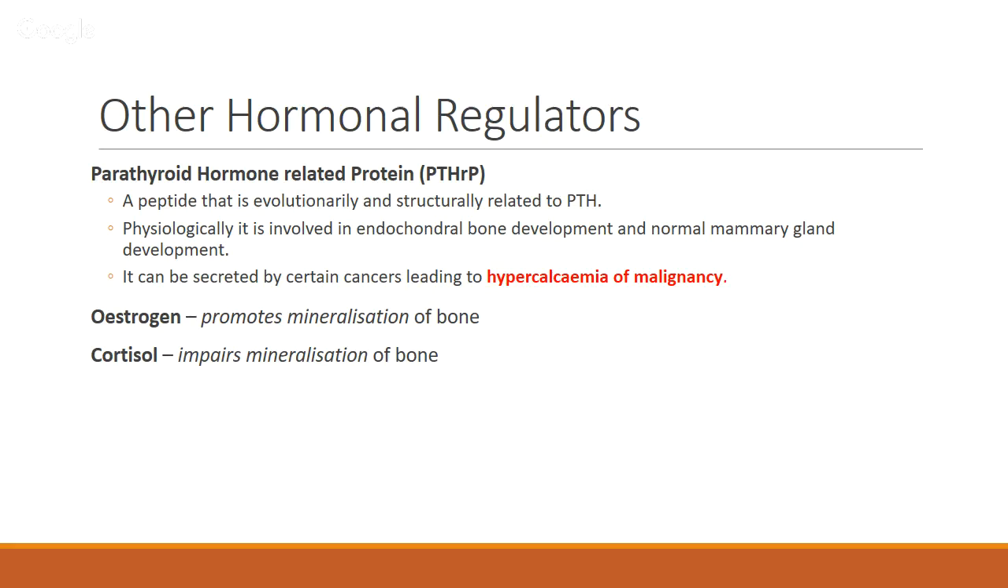Apart from this, there's also estrogen, cortisol, and thyroid hormones that can affect calcium levels. So estrogen, sorry, not really calcium levels, but bone. So estrogen is protective of bone and will lead to deposition of more calcium in bone. Cortisol and thyroid hormone are catabolic and break down bone.